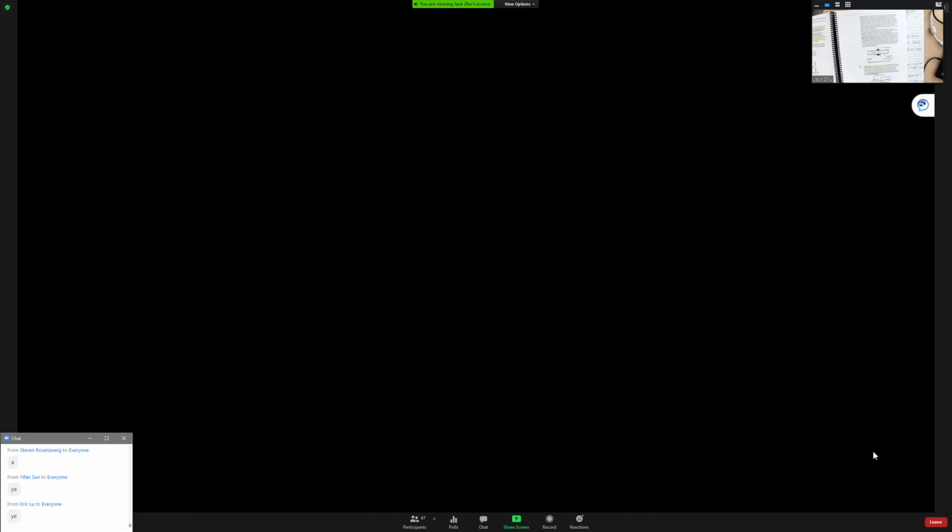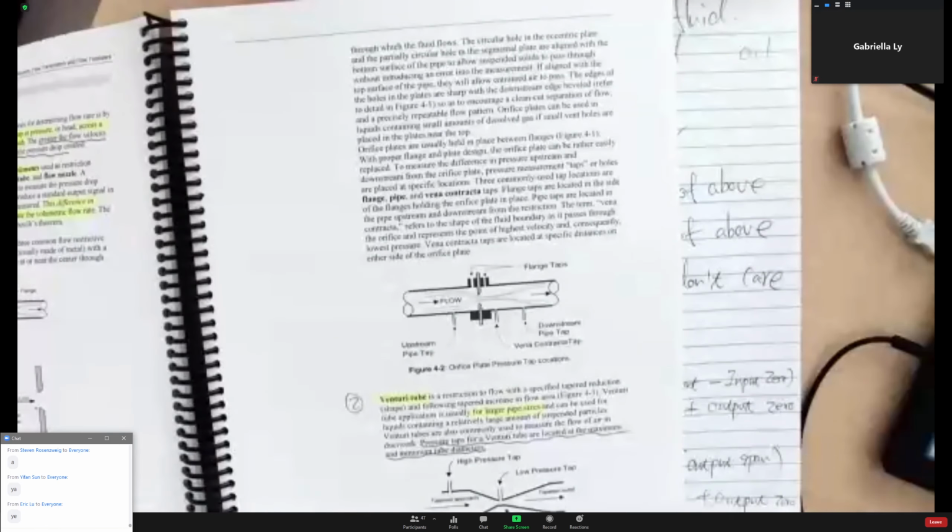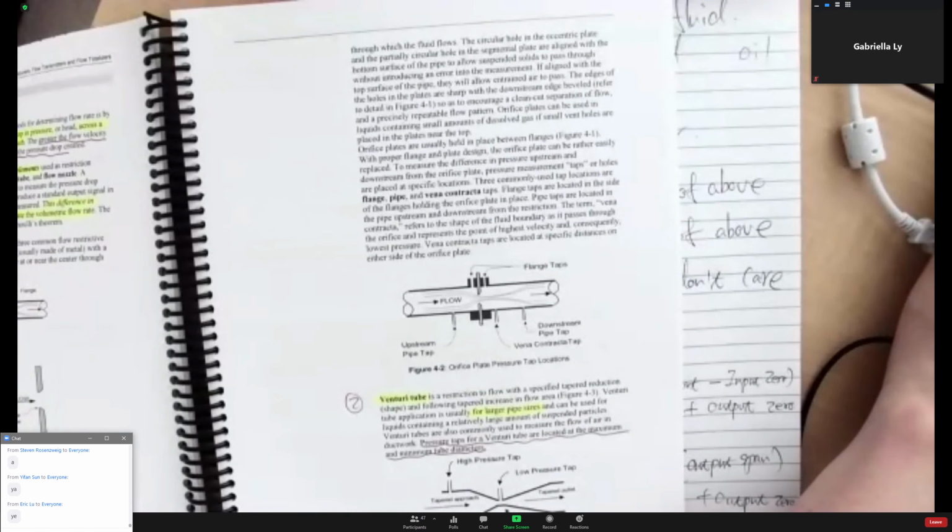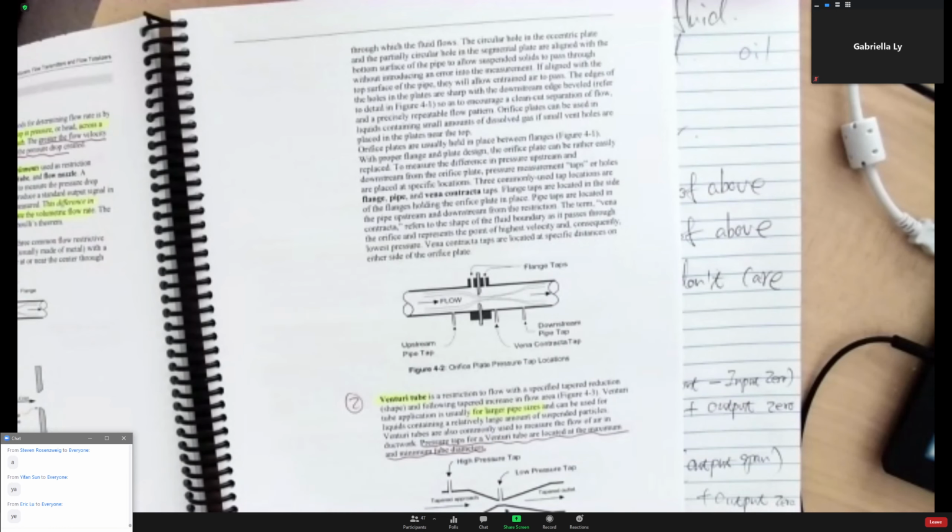I think that's everything for module 4. Module 4 is a smaller section. It's pretty complicated, but we only want you to know some basics, like the picture I showed you before. That's important to know, and the turbine flow meter.